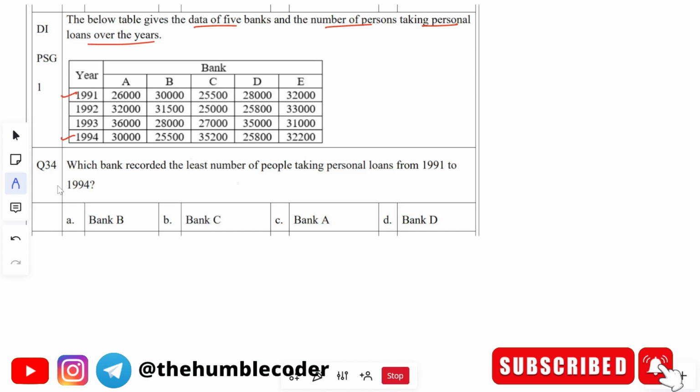Now based on this data, we are asked a few questions that we have to answer. Let's read the question. Which bank recorded the least number of people taking personal loans from 1991 to 1994? So guys, understand that the range given to us is the complete range. Now out of this we have to tell which of the banks has the least number of people who have taken loans.